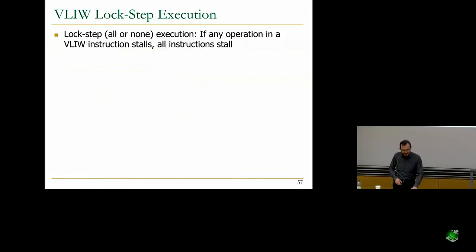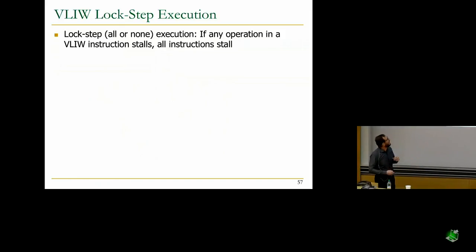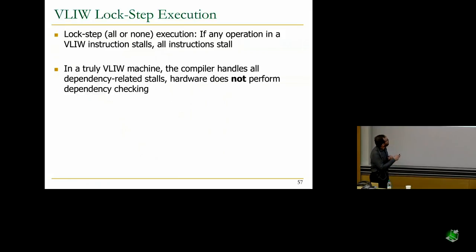So basically, this lockstep execution that I mentioned, let's cover a little bit more of this. This is all-or-none execution within a bundle. If any operation within this bundle, or VLIW instruction, stalls, all of the instructions stall. This is to simplify the hardware. In a truly VLIW machine, the compiler handles all of these dependency-related stalls, and hardware does not perform dependency checking. That's the idea, actually. That's the philosophy of this.